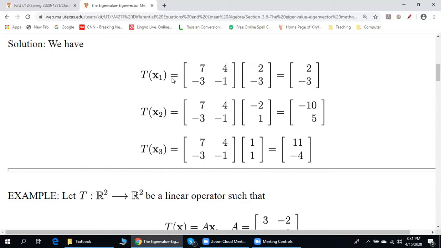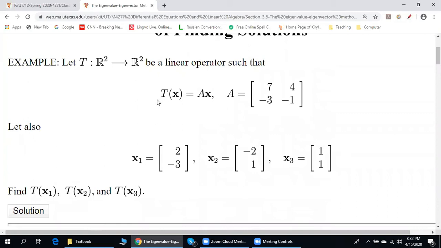Observe that T of x1 is equal to x1. T of x2 is equal to 5 times x2. And now, if you compare T of x3 and x3, there is no obvious relationship. So, this linear operator T satisfies the following property.